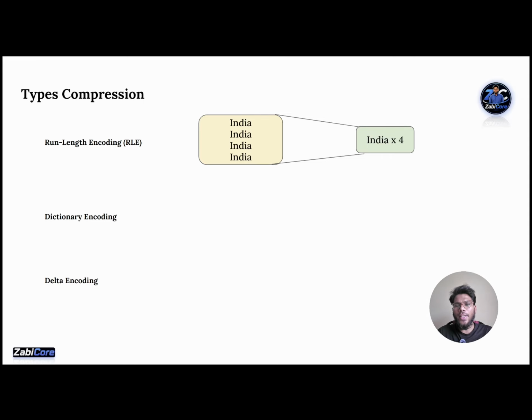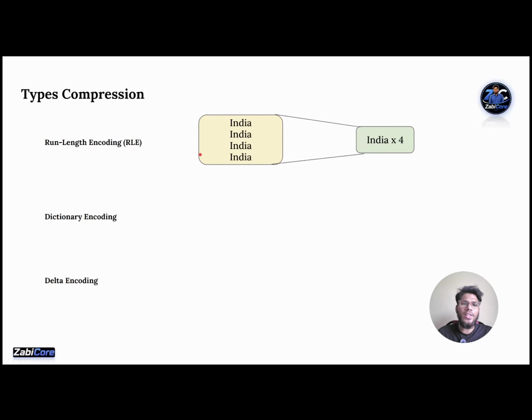Here we can take one example, run length encoding. Suppose we have India 4 times. How can we compress this with the RLE algorithm? It will just compress it like India into 4. India multiplied by 4, it will become India 4 times, correct? This is one type of compression algorithm.